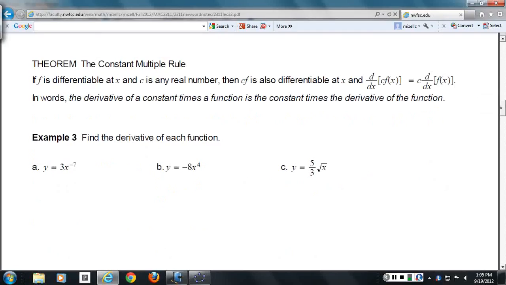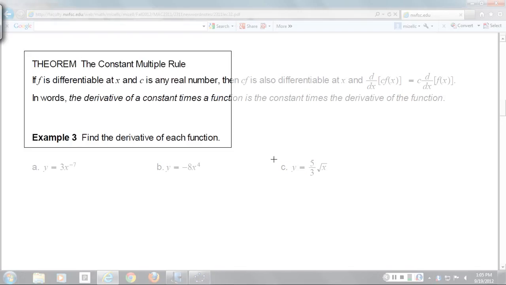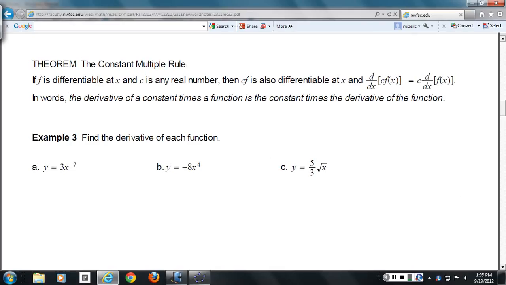Here we go. Constant multiple rule. I tried to be careful in the previous example to have just x raised to a power, not 5x raised to a power or 3x raised to a power, as I almost did. Constant multiple rule, and I'll go with both this and the example.